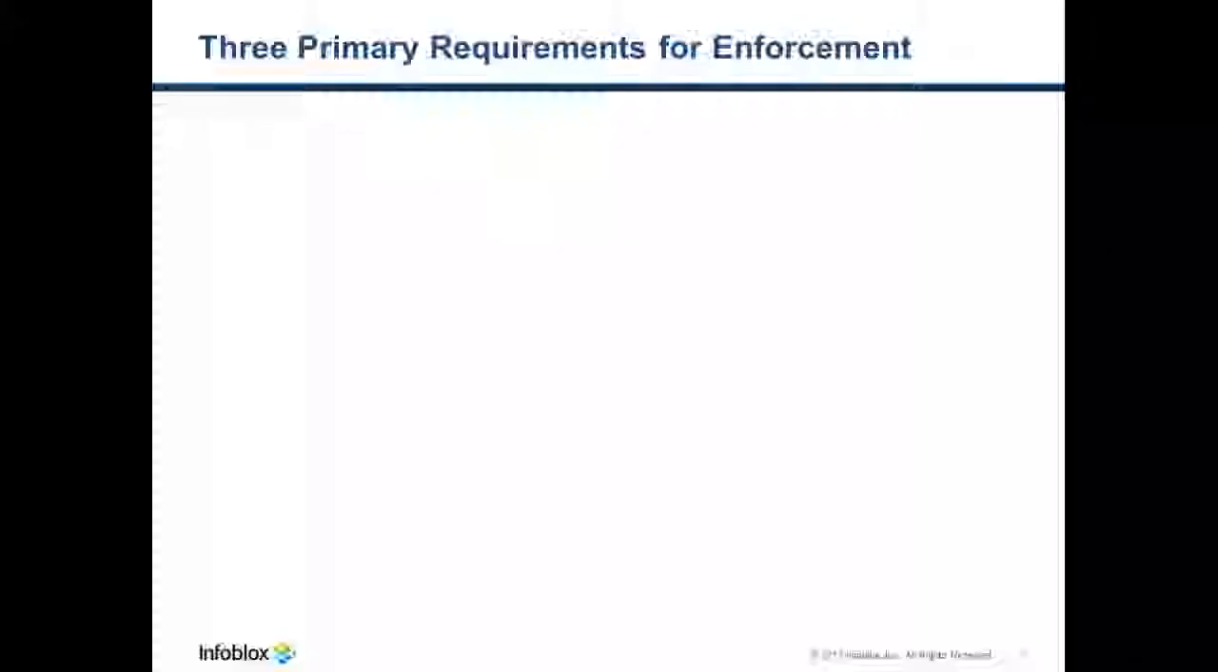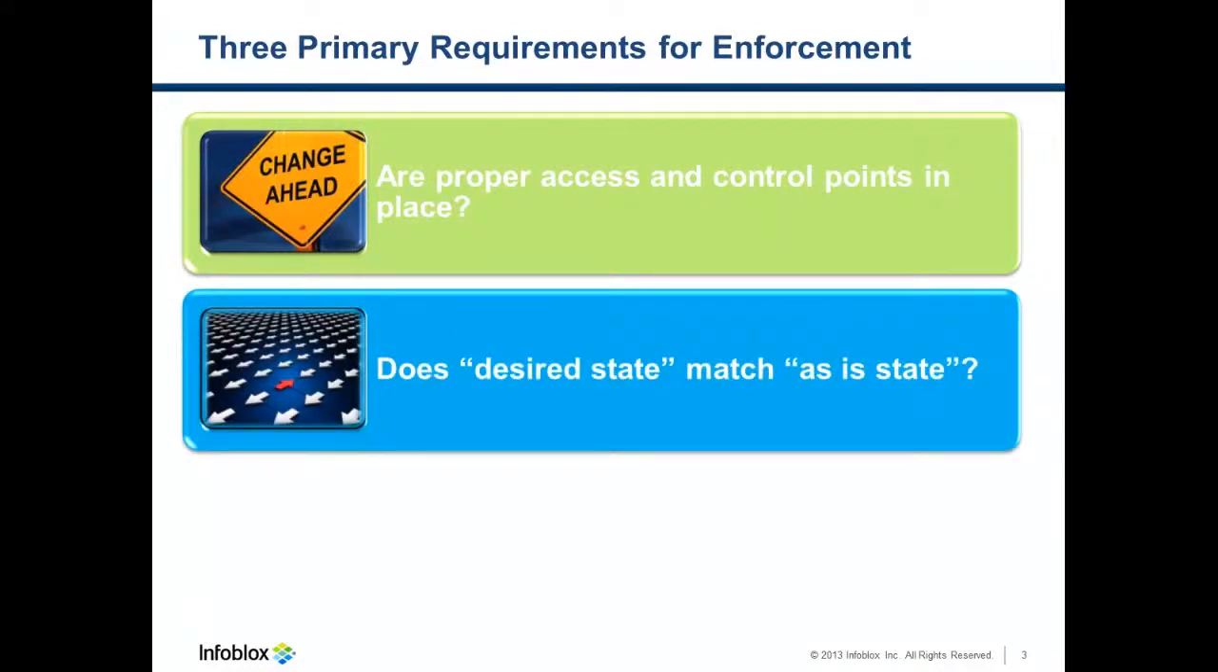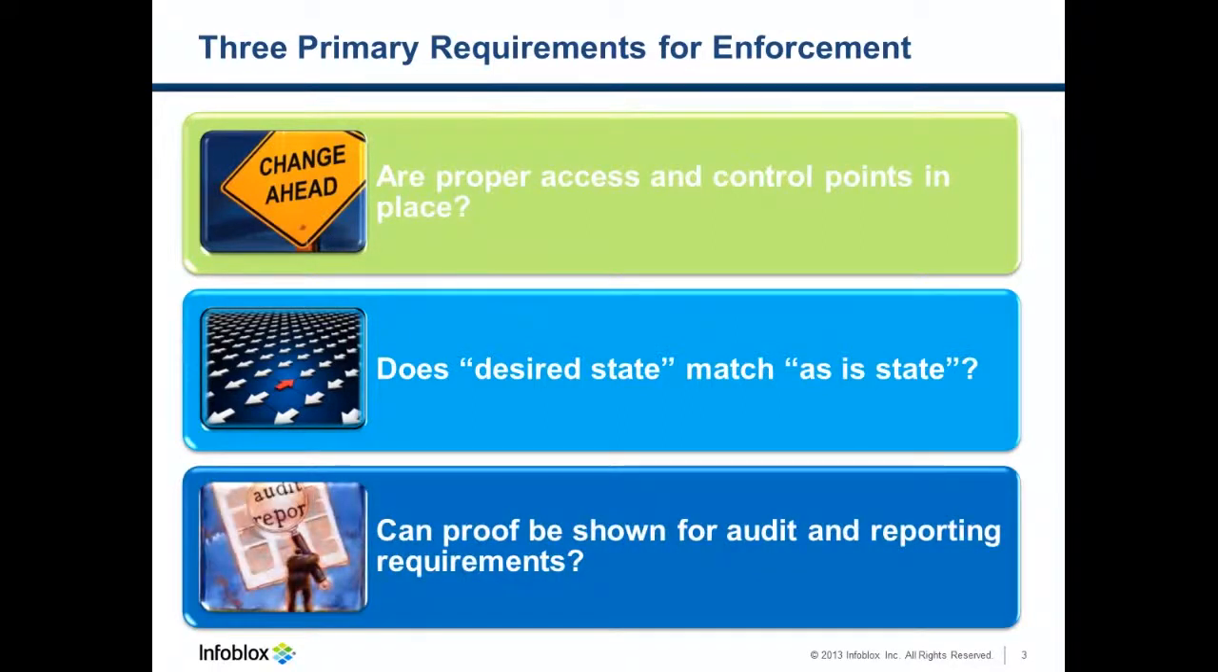When we talk to organizations across the world, there are really three primary requirements for the enforcement. The first thing is making sure we have the proper access and control points in place. The second is making sure our desired state matches the as-is state. And third, being able to prove for audit or reporting requirements that I've actually met and followed these different aspects, whether again it's for internal requirements or external audits.